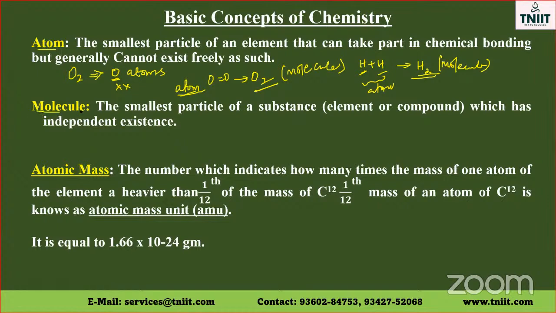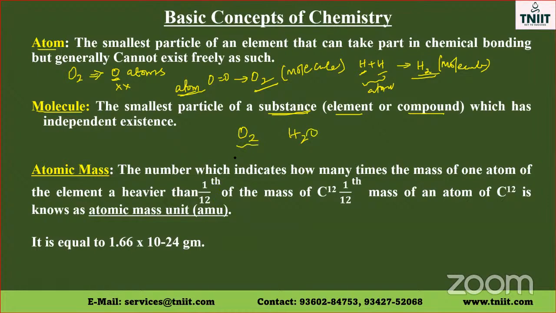Now, the second term we need to understand is called as a molecule. The smallest particle of a substance, any substance is made up of molecules. Now, the substance can be an element or a compound, which has independent existence, is called as a molecule. So now, for an example, O2 is a molecule, and H2O is also a molecule.